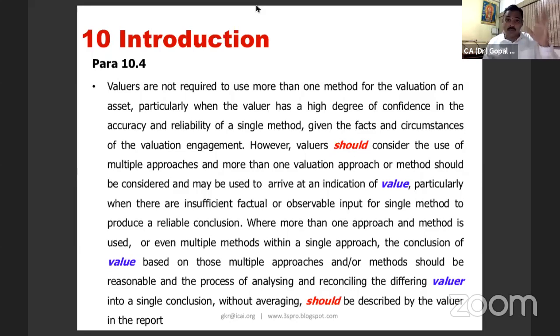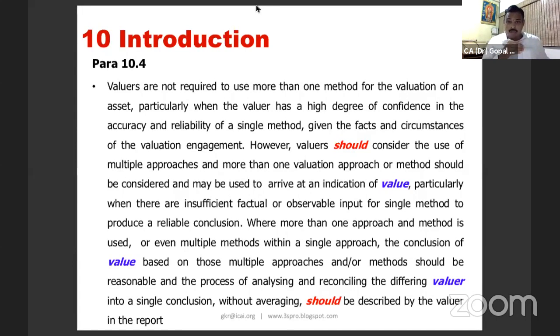First para: use only one method. If you are confident, don't go to that. But the moment you have insufficient factual, observable inputs, meaning more assumptions for a single method, then use multiple approaches, under that one method or two methods. Go for it, which will give an indication of value. Now, which one will I choose out of this? Say you have 4 answers, 4 indications. Then which one will I choose?